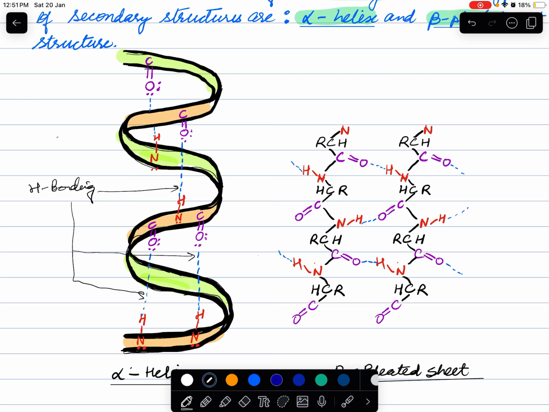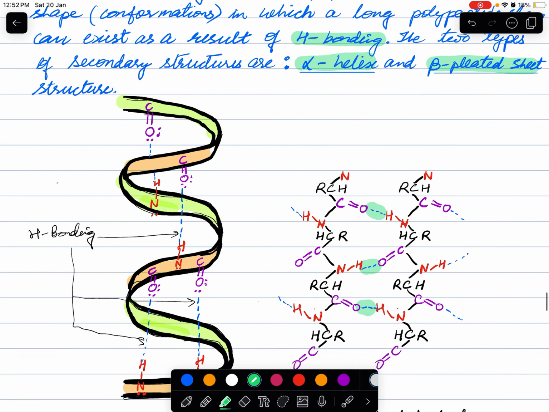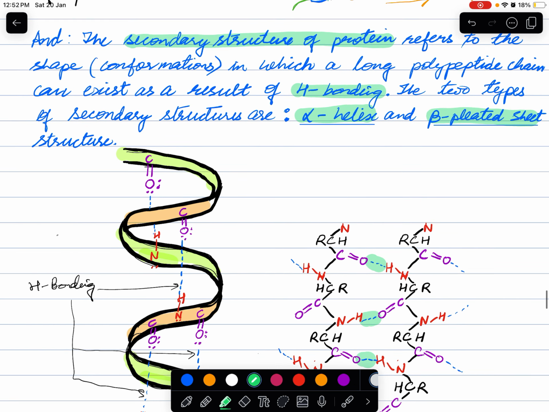Similar type of hydrogen bonding is present in case of the second structure, which is sheet-like structure. And here, have a look, this is the hydrogen bond, this is hydrogen bond, and this is hydrogen bond. So these secondary structures exist because of what? Hydrogen bonding between different amino acids, and we get secondary structure of the protein.